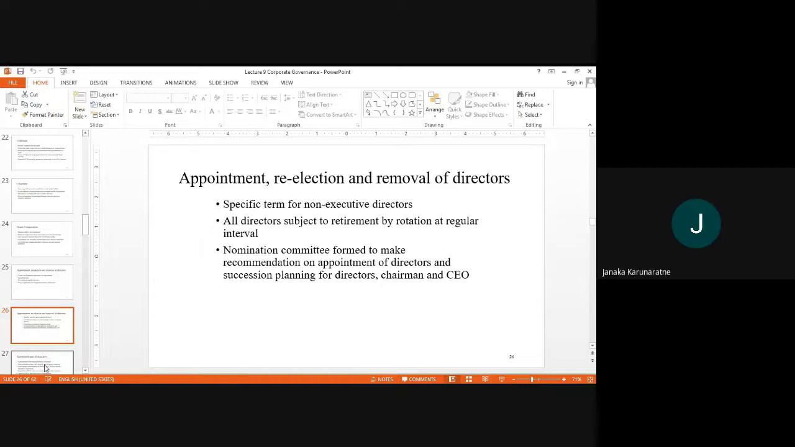Nomination committee be formed to make recommendation on appointment of directors and succession planning for directors, chairman and CEO. So in many banks or in many institutions, there are separate committees, especially nomination committees, to make recommendation on appointment of directors and succession planning of directors, chairman and CEO.